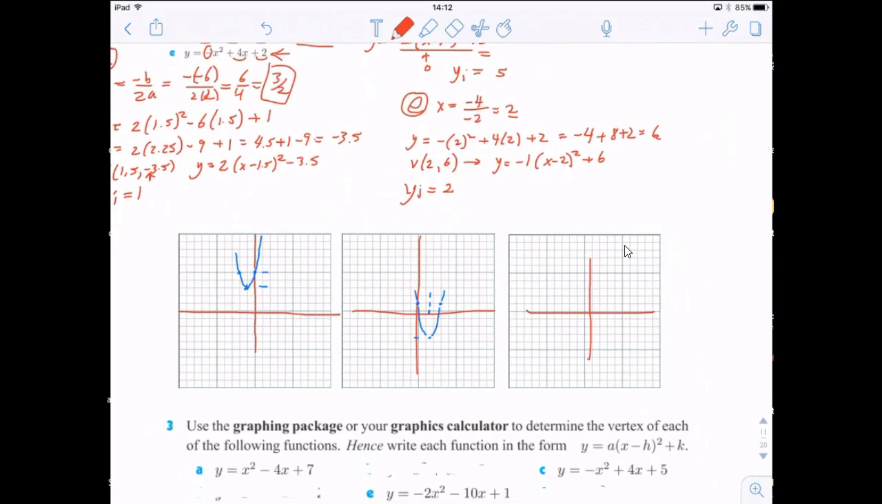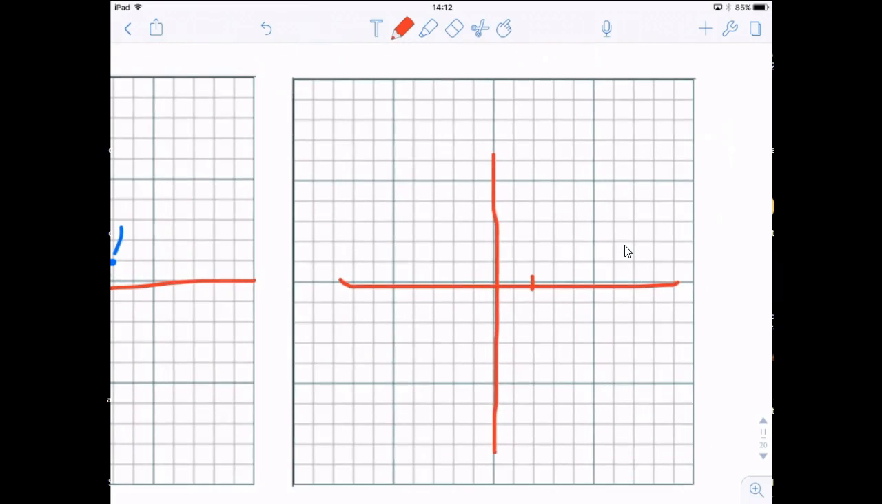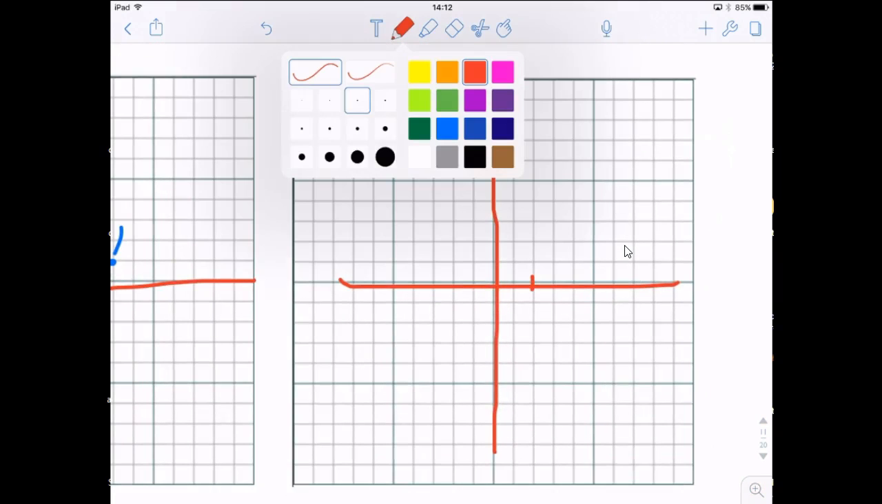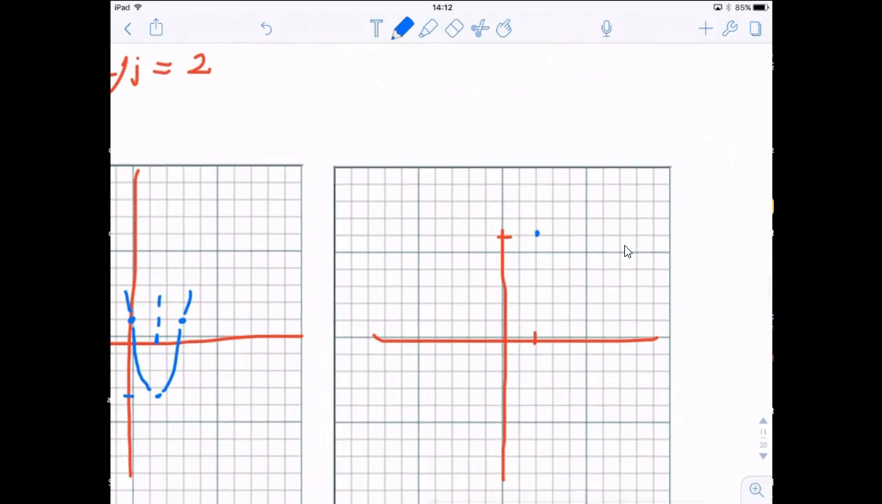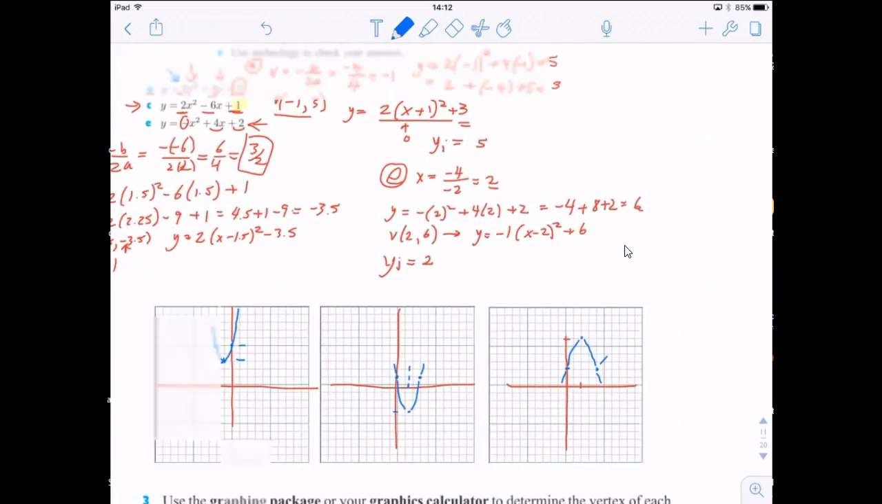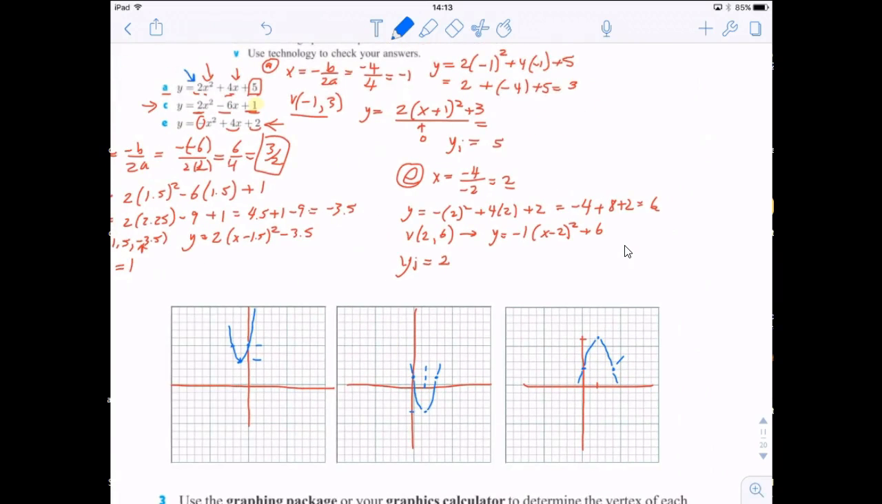So we're going to put the vertex at (2, 6), and then we're going to put the y-intercept at 2. So we can see this one is actually pointing down. Do you see how we got this point here? We just reflected it about the axis of symmetry, and that's how we got that. Okay, and now we're going to just complete the drawing here. It's upside down, or it opens down, right? And that's it for E.